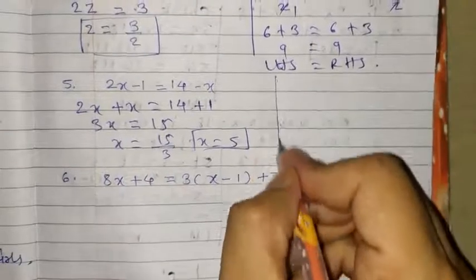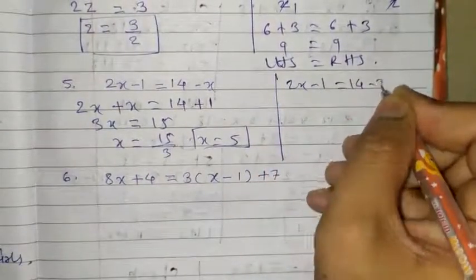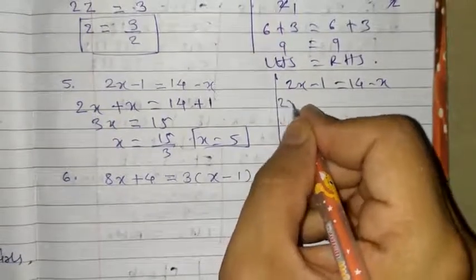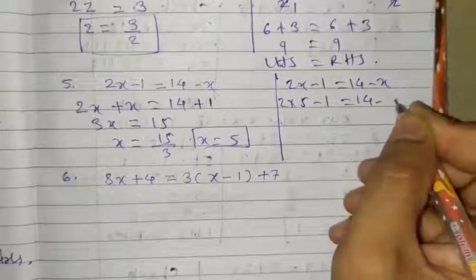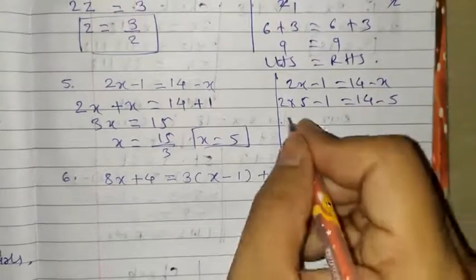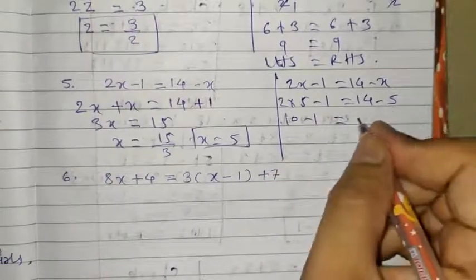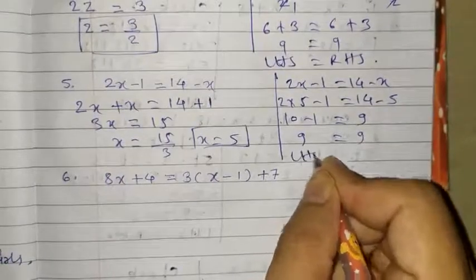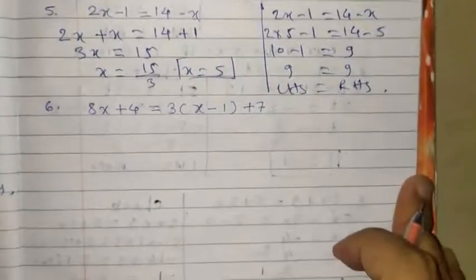So x is nothing but 5 because 3 5s are 15. So now we will cross check, write as it is first. Then x value is 5. So 2 into 5 minus 1 equal to 14 minus value of x is 5. So it is 10 minus 1 and here you have to subtract 14 minus 5 is 9. Here it is 9. So LHS is RHS. So our answer is correct. Next one.